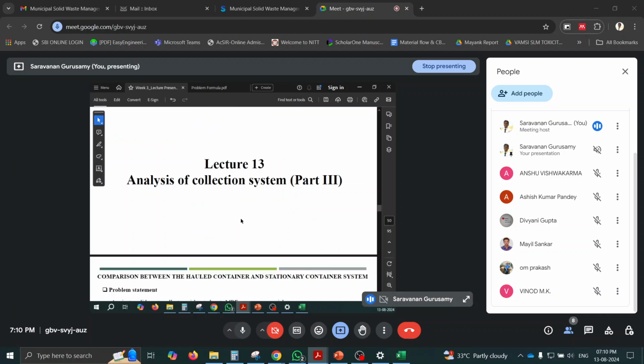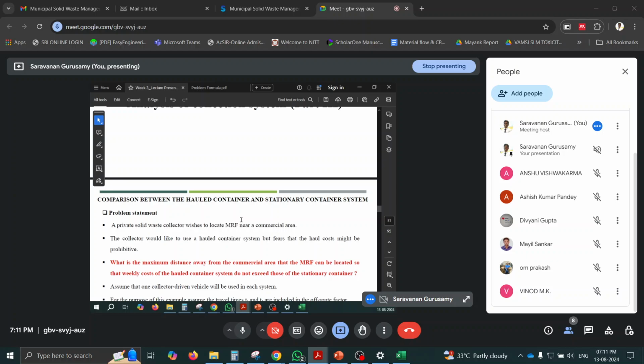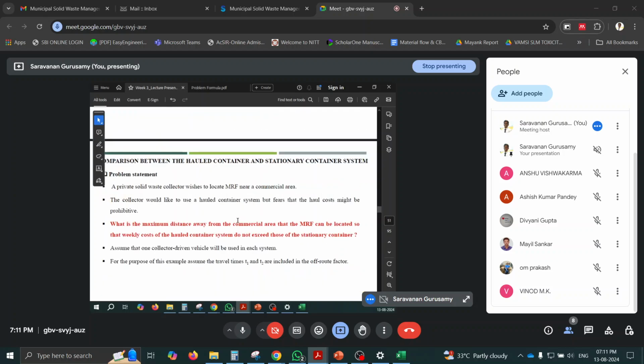So now we have understood how to analyze the hauled container system and how to analyze the stationary container system. Now we are going to compare both the hauled container and the stationary container systems. So this problem is to relate both the systems. In the problem statement, if you read, a private solid waste collector wishes to locate an MRF near the commercial area. So he wants to construct a material recovery facility for a commercial area.